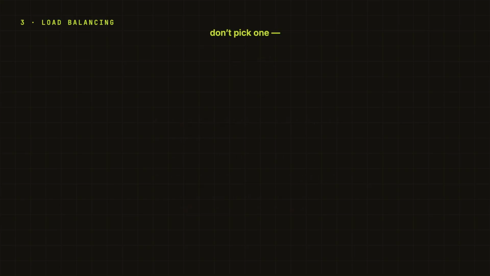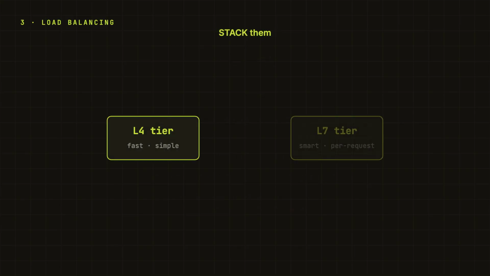And in the real world, we do not pick one, we stack them. A fast, simple layer 4 tier in front, passing the connections into a smarter layer 7 tier behind it.